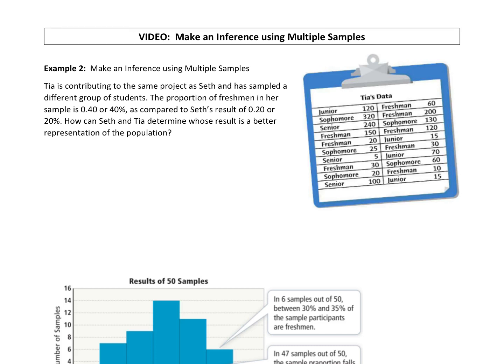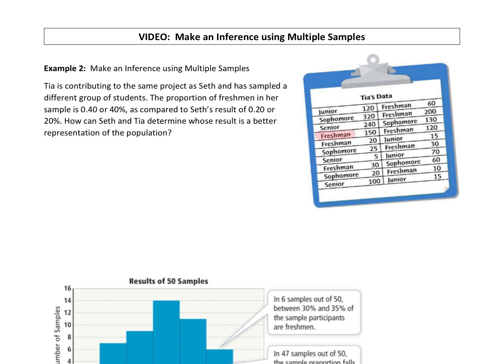In our last example, we made an estimate about a population parameter based off of one sample that Seth did. So we've got Tia joining the conversation here. Tia is contributing to the same project as Seth and has sampled a different group of students. The proportion of freshmen in her sample is 0.4 or 40%. So if we just look at her data, this is what she has collected.